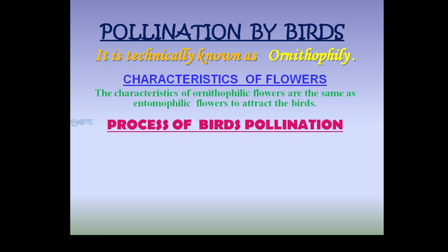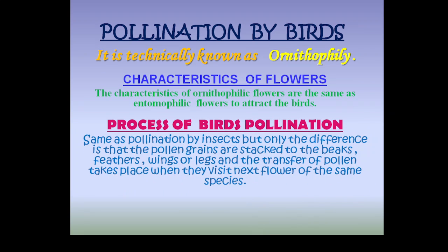Okay, the same thing. The process is also the same as pollination by insects, but the only difference is that the pollen grains are stuck to the beaks, feathers, wings, or legs, and transfer of the pollen takes place when they visit the next flower of the same species. Same thing there, it was clamped to the whole body and feet, and here it will be stuck to the beaks, feathers, wings, and legs. You can see the picture of a bird, and where else it can get stuck: the feathers, the wings. Even if it is going deep, on the head of the bird also it can get stuck, because they're sticky.